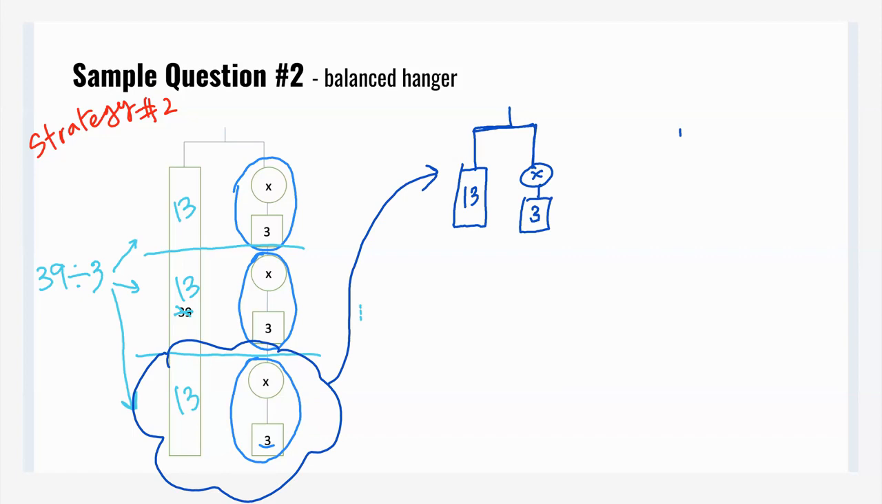Next thing we will do, we will drop the 3. It's no longer balanced because I only took away from one side. I have to do it to the other. This becomes a 10. 13 minus 3 is a 10. That means x will be 10. I found that x equals 10 by using my balanced hanger.